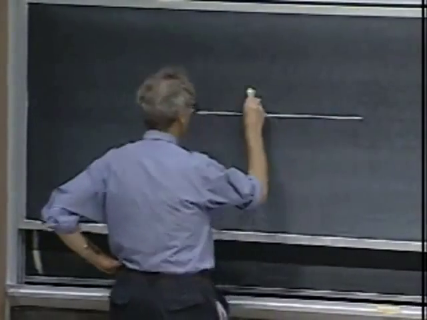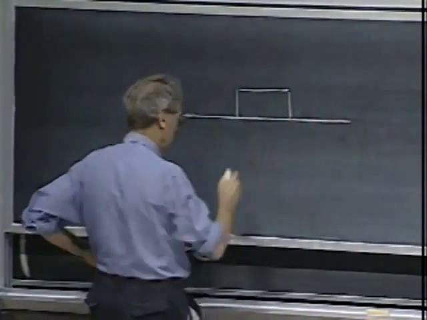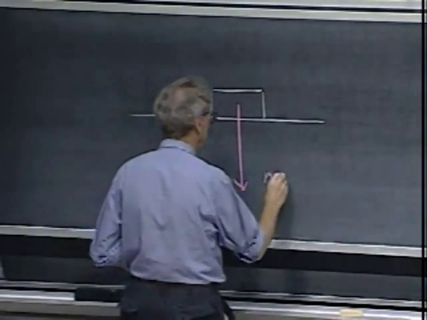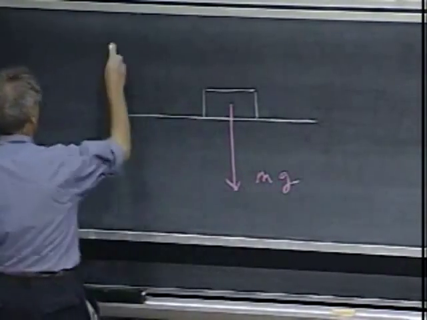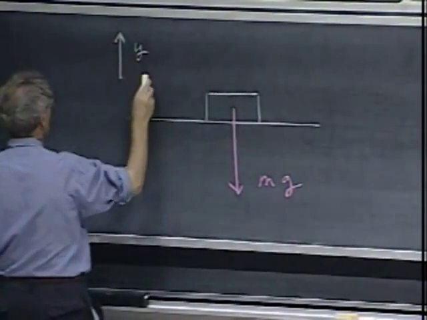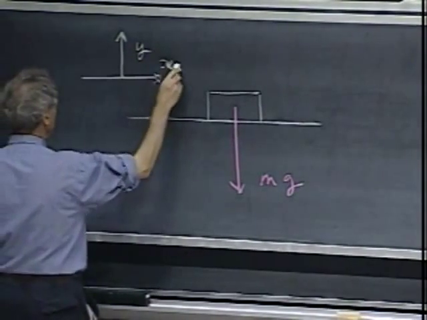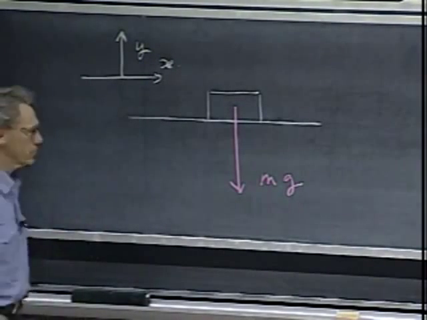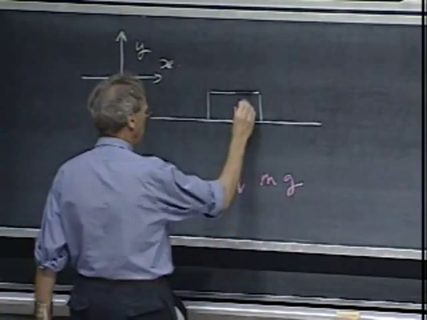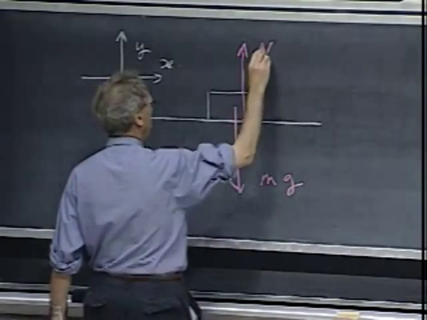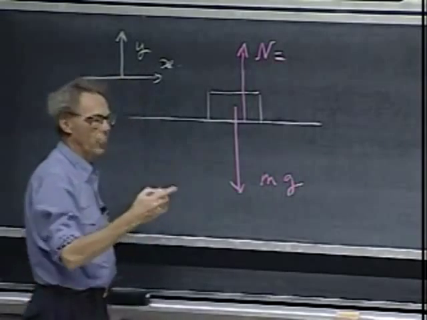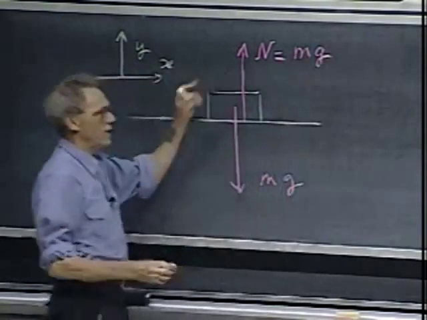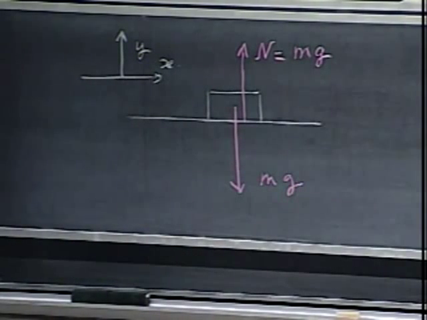I have an object on a horizontal surface. The object has a mass m, gravitational force mg. This is the y direction. This could be the x direction. There must be a force pulling upwards from the surface to cancel out mg because there's no acceleration in the y direction. We normally call that the normal force because it's normal to this surface, and it must be the same as mg. Otherwise, there would be an acceleration in the y direction.